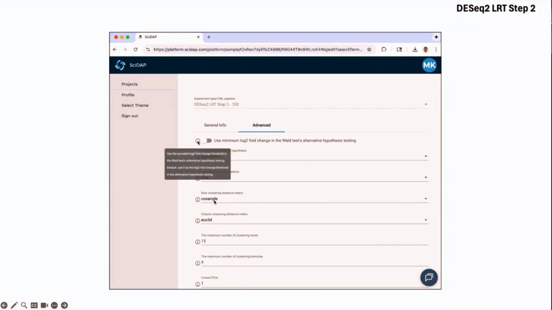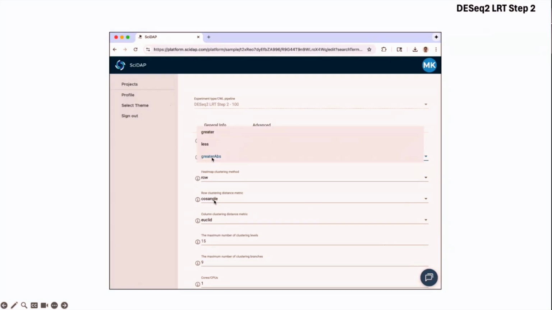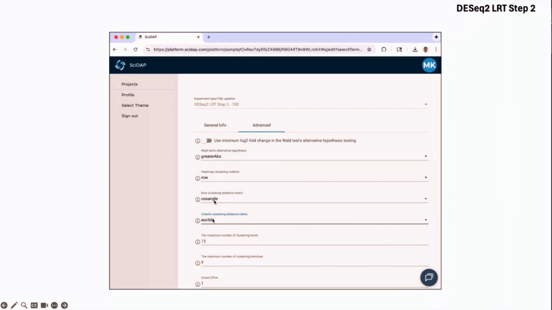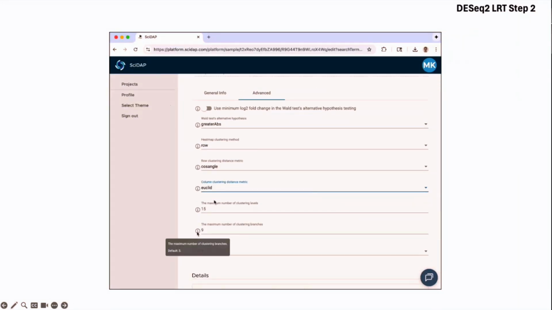On the advanced tab, we can choose whether this log-fold change threshold will be used in the alternative hypothesis testing and what the alternative hypothesis is. Also, we can optionally cluster the result, provide different distance metrics for clustering, and also the number of levels and number of children in each of the levels.